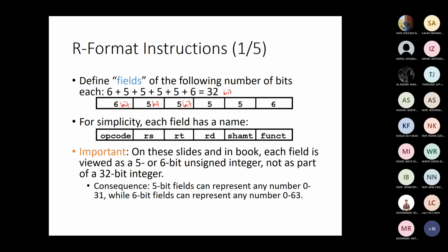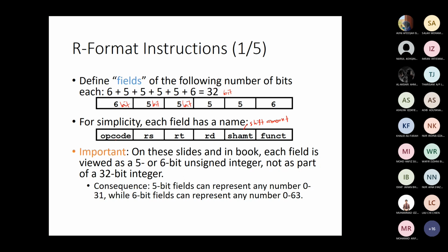So for simplicity, each field has a name. They have opcode, RS, RT, RD, shamt, where shamt here means shift amount. And then function. The last one is function. So basically, it's the same as an opcode. That's why the size is 6 bit.